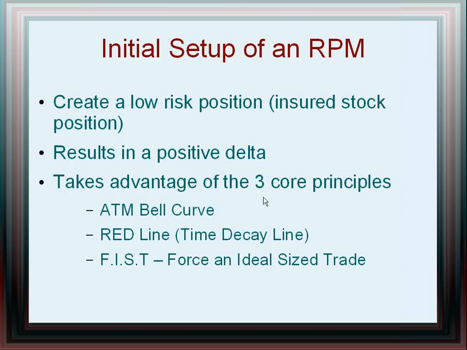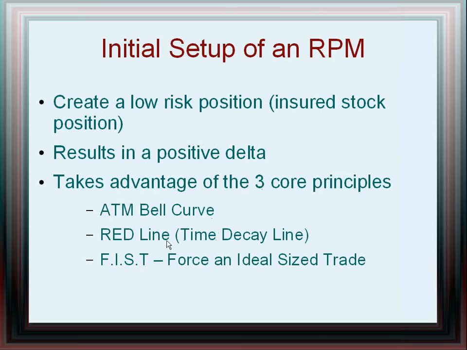And this, of course, takes advantage of the 3 core principles, the at-the-money bell curve. Options have the highest premium when they're at the money. When the stock's trading right at the strike price, that's when an option will have the highest premium. That's where we want to sell. Where we want to buy is on the wings, when it's out of the money or in the money, because when we're buying, what we're really paying into is the time premium. So on the bell curve, as we go further away from at the money, we have lower time premium in the money and out of the money. So we want to buy time cheap and sell time dear.